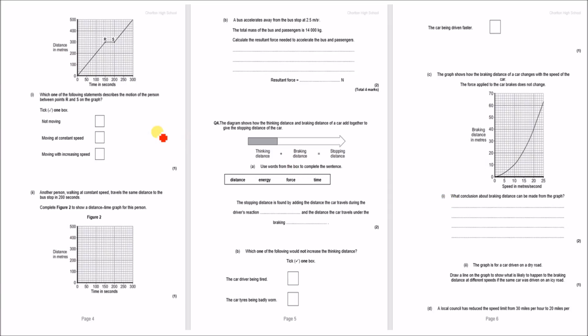Which one of the following statements describes the motion of the person between points R and S? So remember, they are not moving. You could argue that they're moving at a constant speed, and the constant speed is 0 meters per second, but the most relevant answer is not moving.